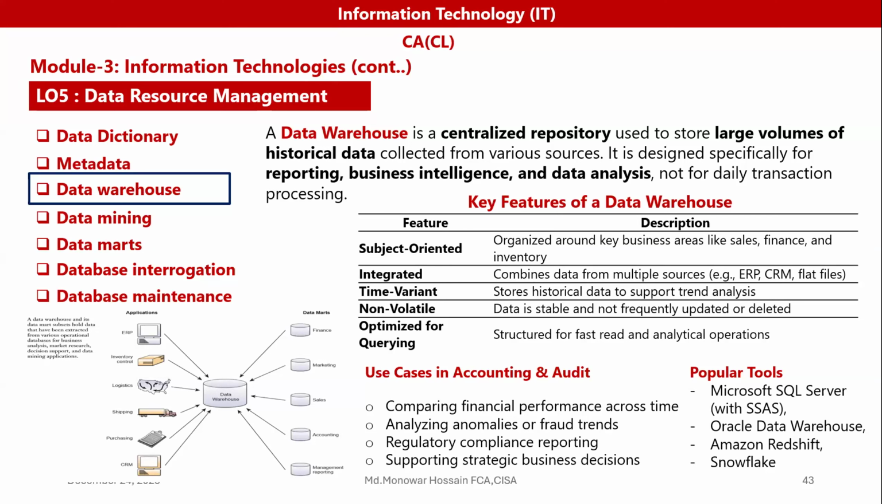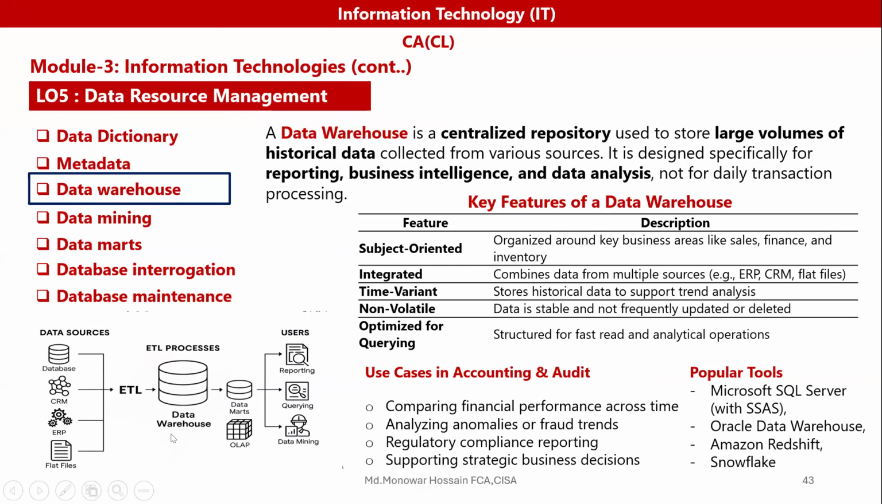The use cases in accounting and audit, in our case, are to compare financial performance across time. It helps in analyzing anomalies or fraud trends. Regulatory compliance reporting is possible through data warehouse data. Then supporting strategic business decisions can be made by the organization owner so they can run the business properly.